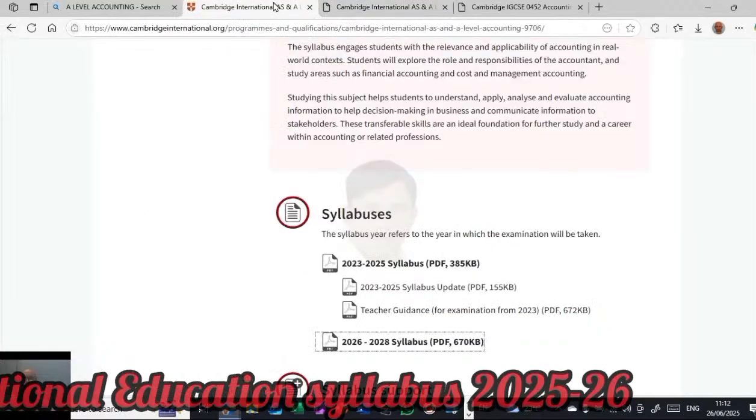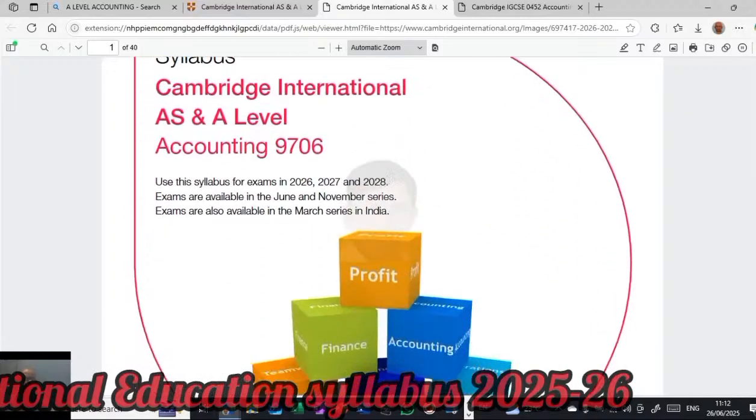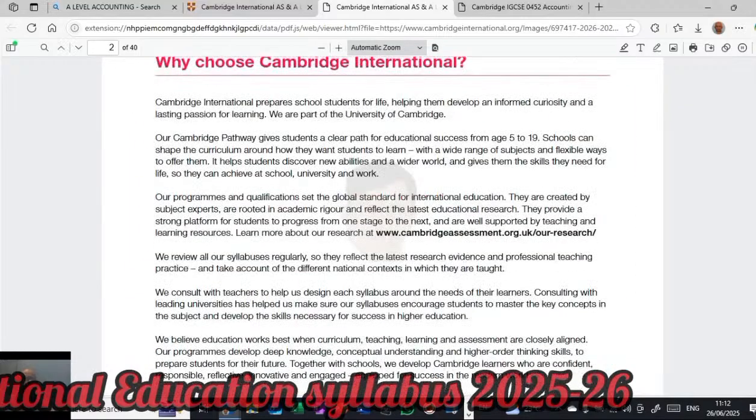See, the same syllabus, there is the 2023-25 syllabus, the old syllabus. Between the old syllabus and the new syllabus, there is not much change. So almost they are the same. So why should we bother about the old syllabus? Let's not waste our time on the old syllabus. Let's dive into the concepts of the new syllabus. So we'll see what all is included in the new syllabus.